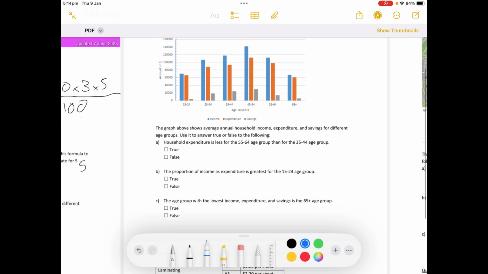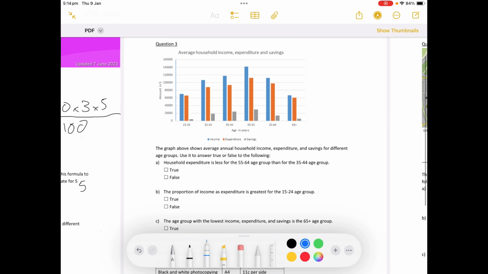Right. Question 3. This time we are given a graph and we're going to need to analyze the graph, okay? So our graph, we've got average household income, expenditure and savings. I can see that I've got amount on this side, so how much, and I've got each color representing something different. So the first color represents income, the orange represents expenditure, and the gray represents saving. Alright, I can also see that I've got these as age groups. Now let's have a look at our question.